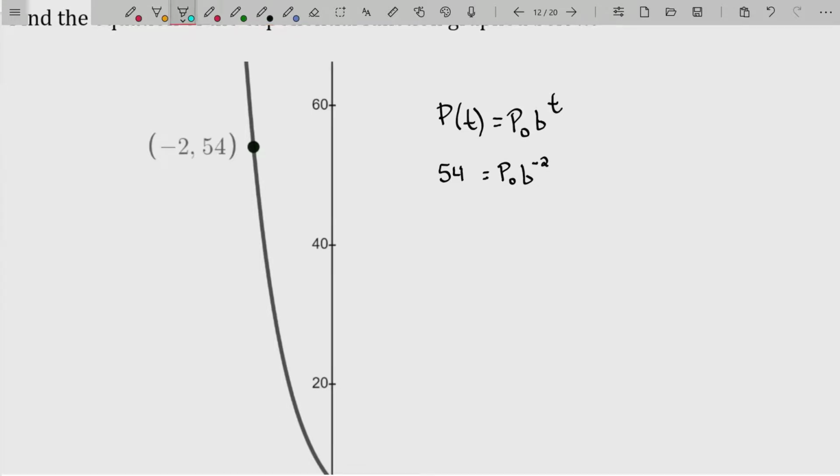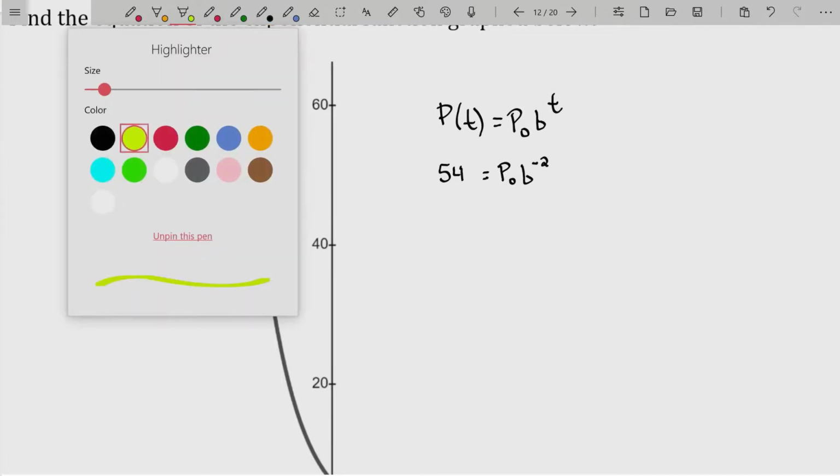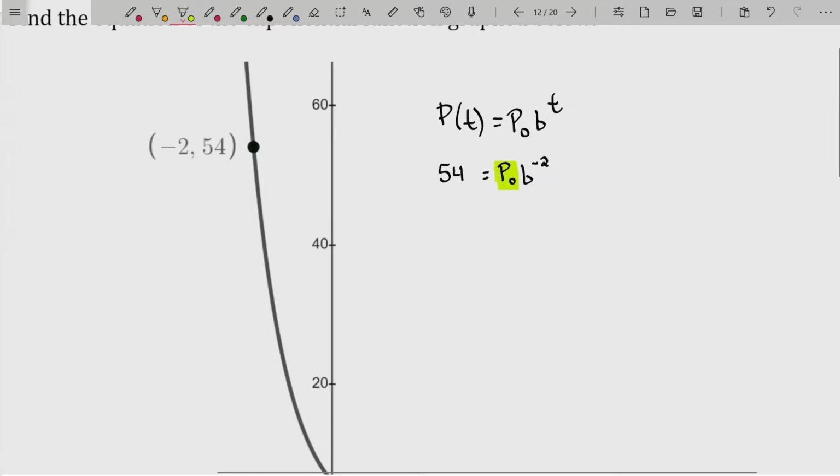Notice how many unknowns are in this equation. We have P naught, we don't know, and we don't know what b is. We have 2 unknowns. And throughout mathematics, the number of unknowns that you have tells you how many conditions, or how many equations, you will need. So 2 unknowns means I need 2 equations. There's only one right here.